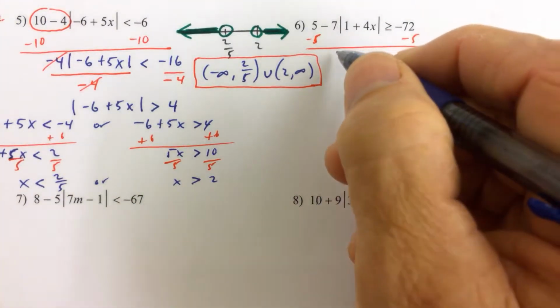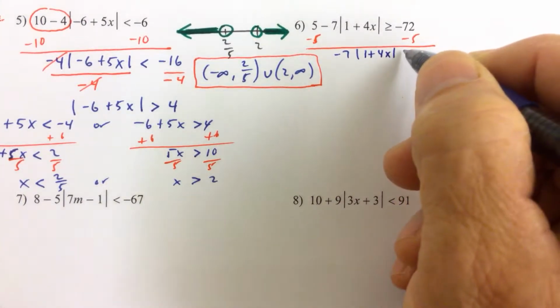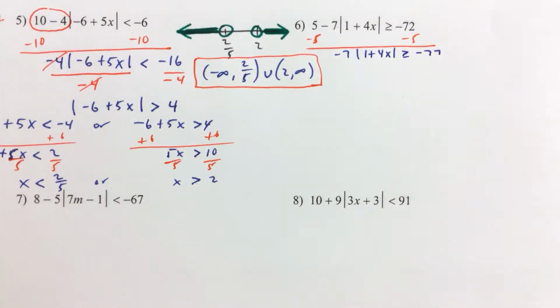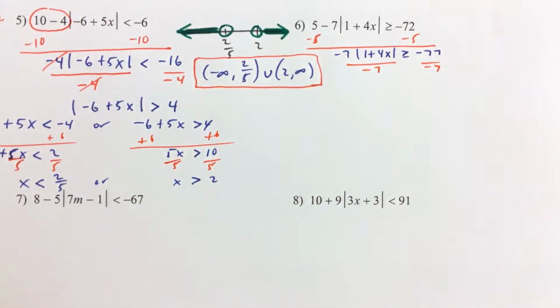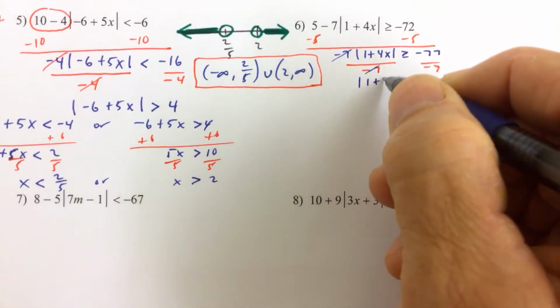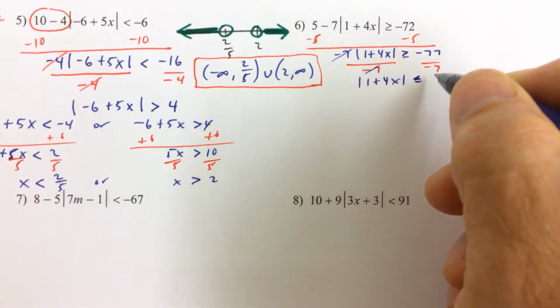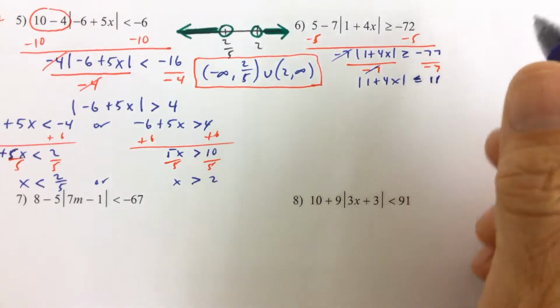So doing that, we get negative 7 times the absolute value of 1 plus 4x is greater than or equal to negative 77. And then dividing both sides by negative 7. Careful, we just divided both sides of an inequality by a negative number. We get 1 plus 4x in the bars. We have to switch the direction of the inequality symbol. 77 divided by 7 is 11. Both negatives. Negative divided by negative is a positive.